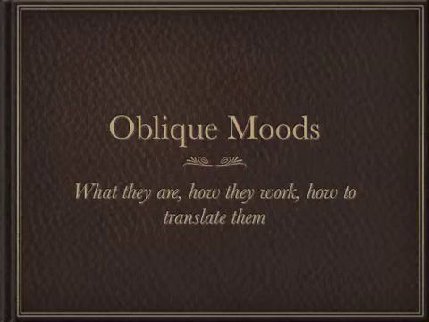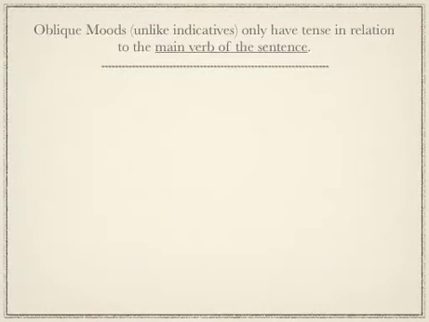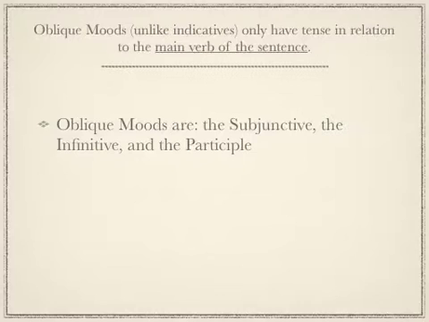Okay, this review is about oblique moods. So, what are oblique moods? Well, first of all, unlike indicatives, they only have tense in relation to the main verb of the sentence. What we're talking about when I mention oblique moods are the subjunctive, the infinitive, and the participle.